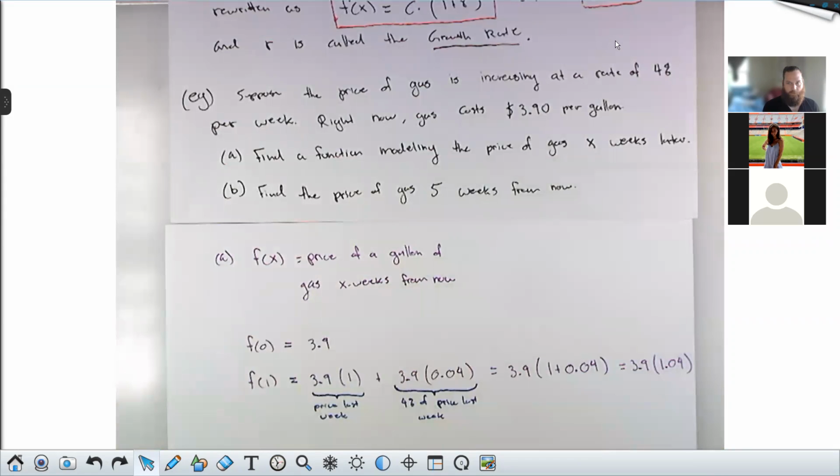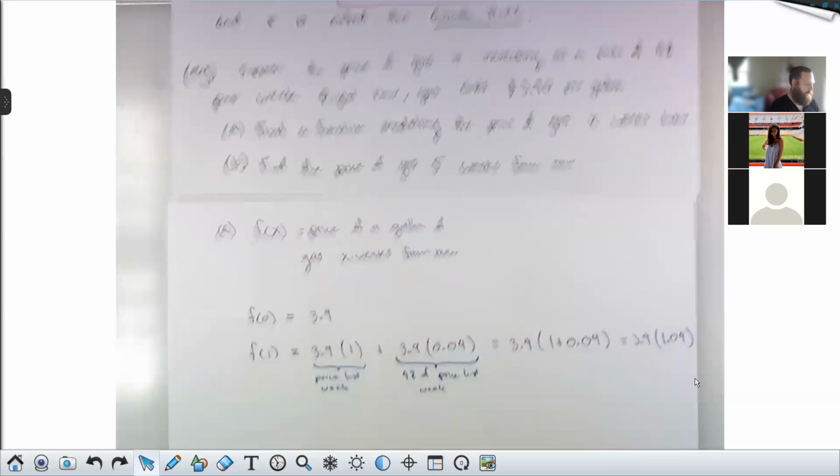I said that the price of gas is increasing at a rate of 4% per week. So 1 week after we started, the price of gas should be the price of gas last week plus 4% of the price of gas last week. This is that 4% increase. And when you factor out the 3.9, add the 1 plus 0.04, you get 3.9 times 1.04. Let's apply this logic again.